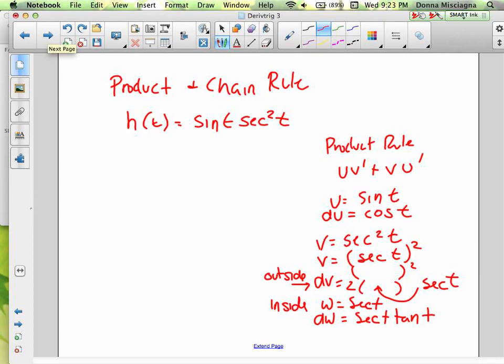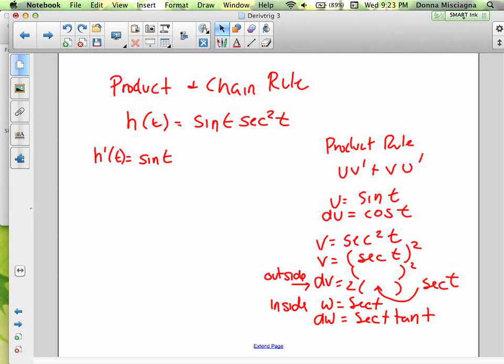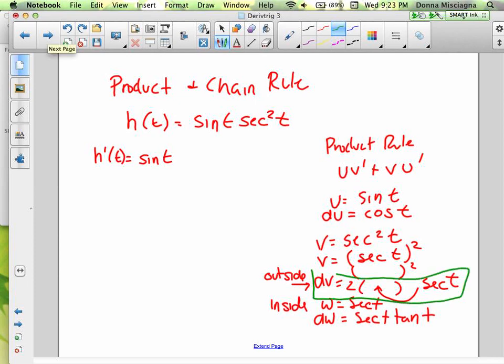All right, so our derivative, h prime of t, is going to be the first, sine t, times the derivative of the second. And then the derivative of the second is we need the outside. I'm going to box it. We need this part. And if I had some more space, I probably should have written it. And then we need this part. Like written the derivative all by itself, all finished off. But that's okay. We'll just put it in now.